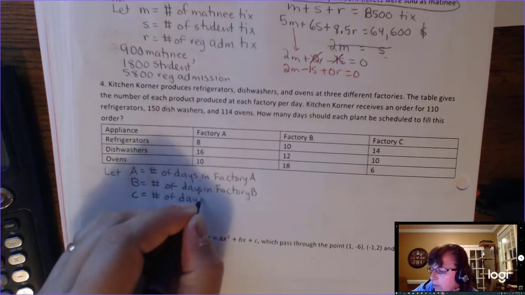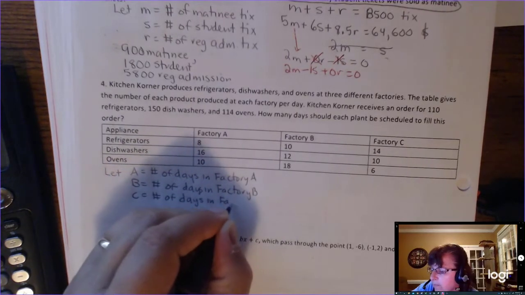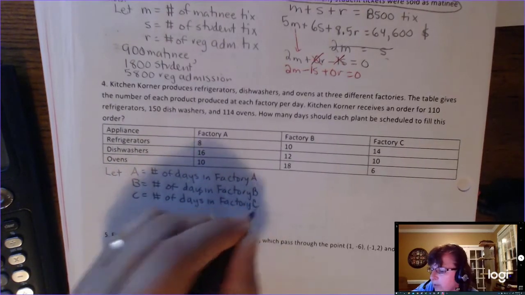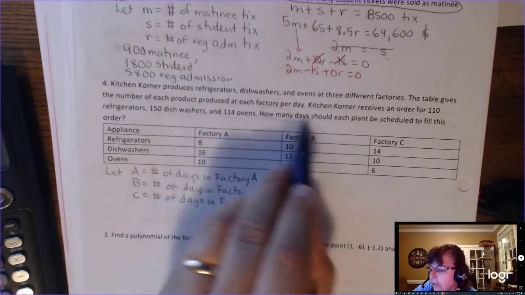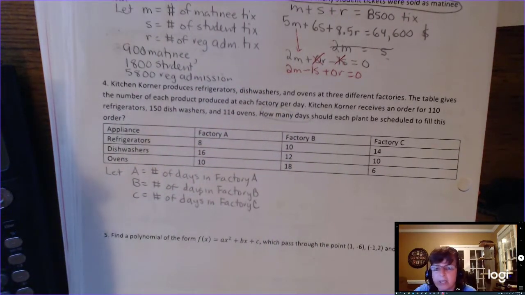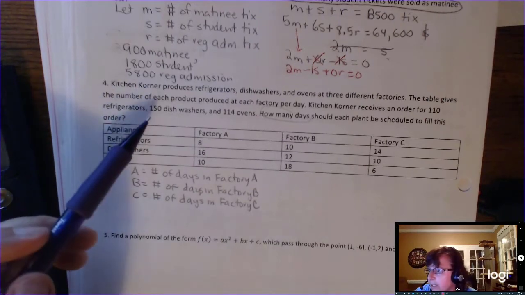But I do know, because I've been teaching for a long time, but even if I were a student, I know what I need to do is look at the question, and that I'm not going to panic. That's going to help me. So I now know that A, B, and C represent days in each factory. Okay, and then I'm going to read the question again.